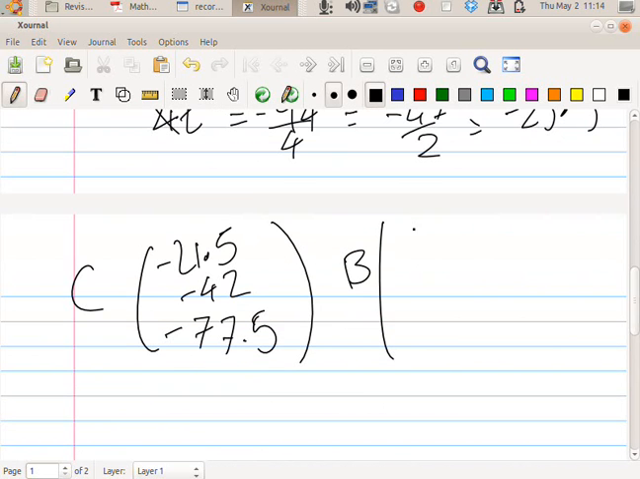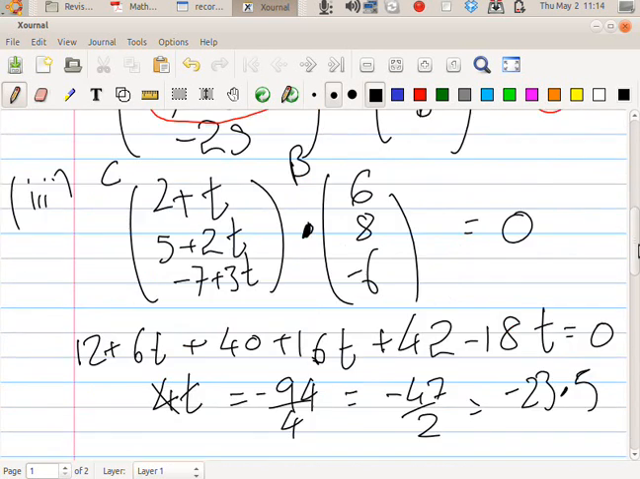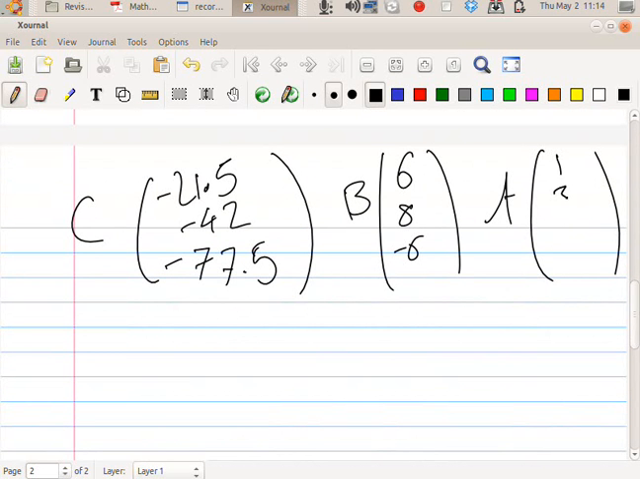And then what did I say B was? 6, 8, minus 6. And A is where they intersect at the start, which is 1, 3, minus 4.